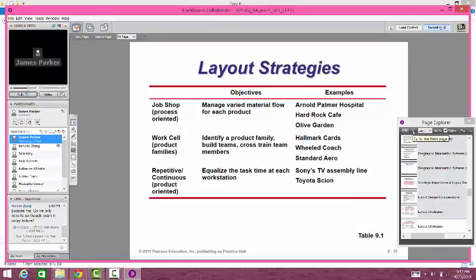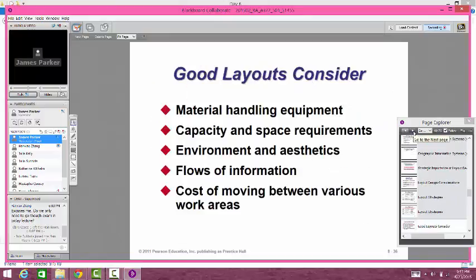Some of the process strategies we talked about too will have their own unique layout strategies that go with them. So job shops, work cells, and then repetitive, like an assembly line, product oriented. Obviously, if you're going to be running forklifts around, material handling equipment, there's going to be unique considerations, space requirements, flow of information, especially in an office type thing, and cost of moving between various areas. Again, when you get into the quality aspects of it, things should be fairly compact to minimize movement in the manufacturing sense.